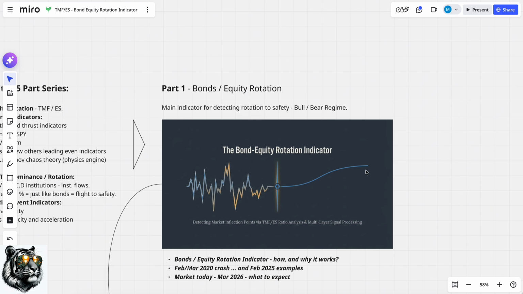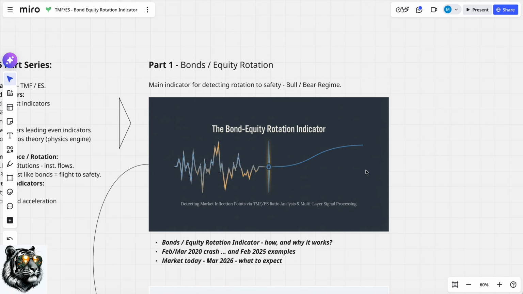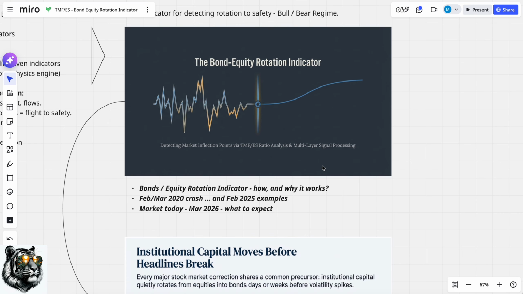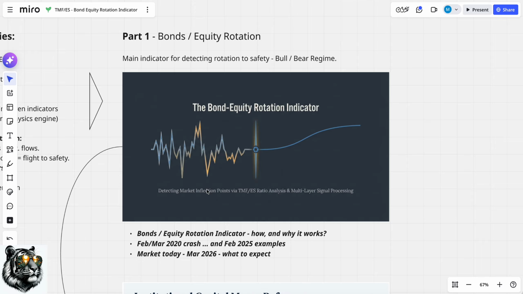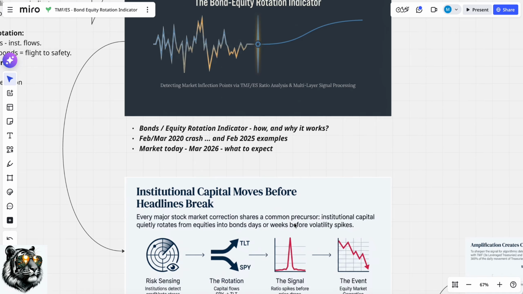Let me take you through a few key concepts. There are 3 parts to the video today. One, we're going to explain how the bonds and equity rotation indicator works and why it works. Second, we will look at the examples of the 2020 crash as well as February 2025, which is interesting to see and understand. And then we'll spend a bit of time talking about the market today, which is obviously critical for you to grasp, and also get a sense of how to use the ratio and the indicators we provide to understand where the market is going and when and how to respond to it.